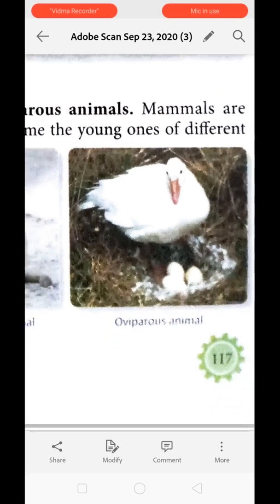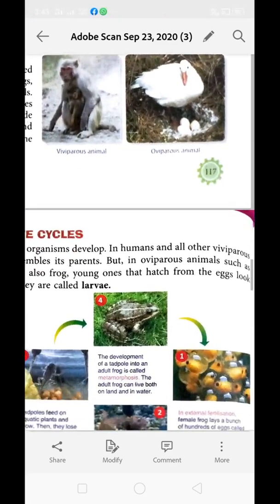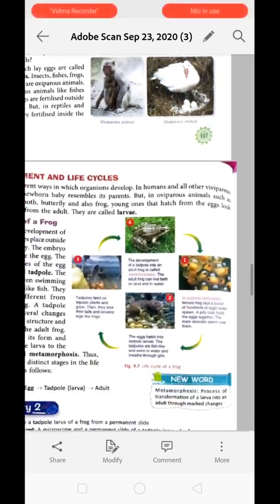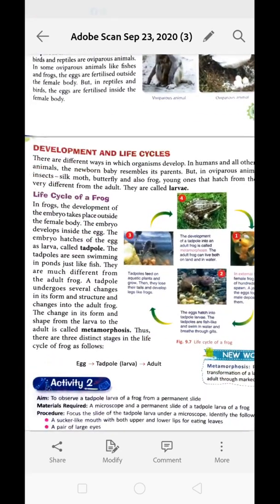Clear? Now the next one is development and life cycle of different animals. There are different ways in which an organism develops. In humans and all other viviparous animals, the newborn baby resembles its parents. But in oviparous animals such as insects, silk moth, butterfly and also frog, the young one that hatches from the egg does not look like its parents. They are different from their parents in appearance. Why? Because they are actually larvae.